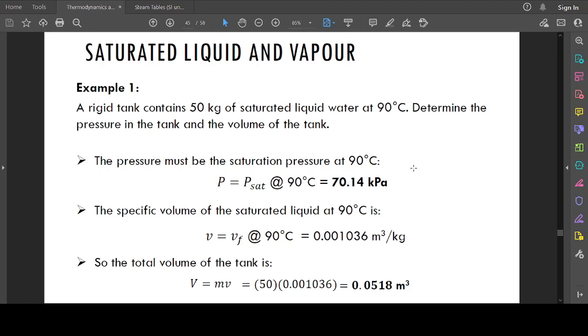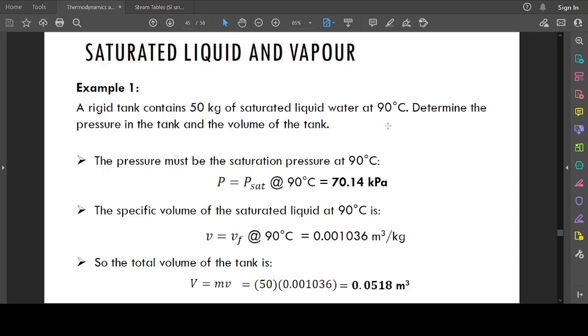Okay, so if you do the math and you convert using those figures there, then you convert this to kilopascal. Now it says the volume of the tank. So how do we calculate the volume of the tank? We know the mass of the liquid contained in the tank. So what about finding the specific volume?